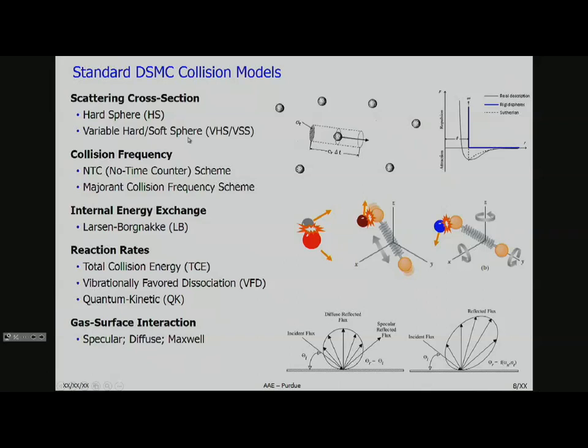So next is collision frequency. Not only do you want to figure out what happens when particles collide, but you need to find out how often they collide. Per a certain time step, how many collisions do you want to reproduce? Because if you don't get that right, the whole simulation is useless. There are two common methods here: no time counter, NTC, or modern collision frequency. Professor Alex Nickel will take you through the differences in detail between those two. No time counter is more commonly used, and SPARTA, the code that I'll be sharing with you, uses that.